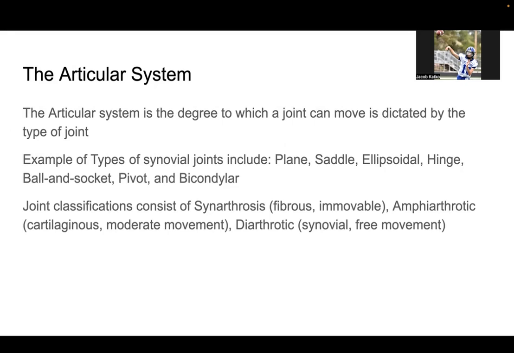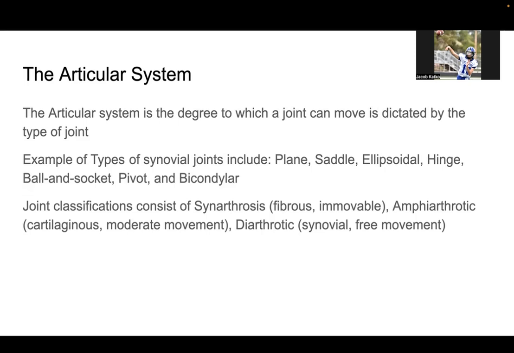The articular system. The articular system is the degree to which a joint can move and is dictated by the type of joint. Examples of types of synovial joints include plane, saddle, ellipsoidal, hinge, ball and socket, pivot joints, and bicondylar.